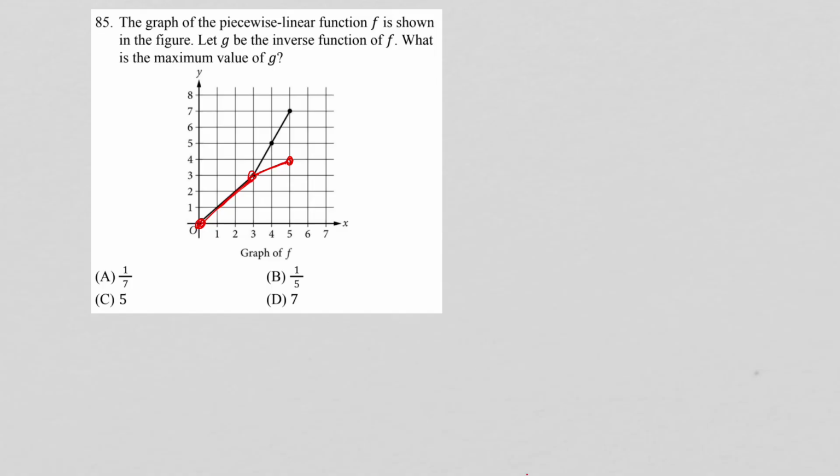And 5, 7 becomes 7, 5. So this red thing is the inverse. And they want to know what's the maximum value of the inverse. Well, I guess it's 5. That's a weird question.